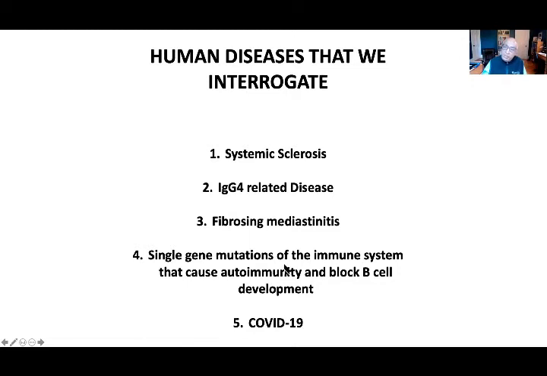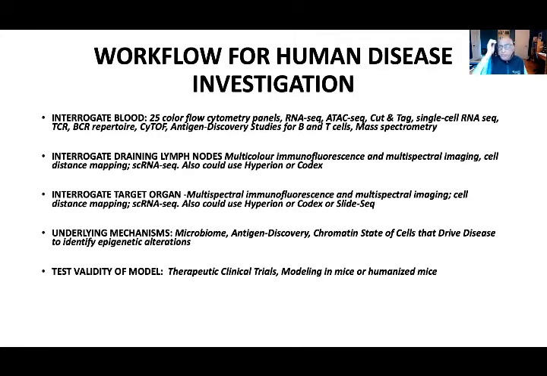We actually look at some diseases in which there are single gene mutations. So we have a huge cohort which we have built together at Mass General, about 270 patients now, of patients with single gene mutations in the immune system. But we are focusing on those that cause autoimmunity, fibrosis, and which block B cell development. And we have some interesting stories. I won't have time today to get into that. And I'll talk about COVID-19 tomorrow. So today, I'll largely be focusing on the first 2 as examples to explain strategies for how you approach a human disease. So we think about the workflow for studying human disease.